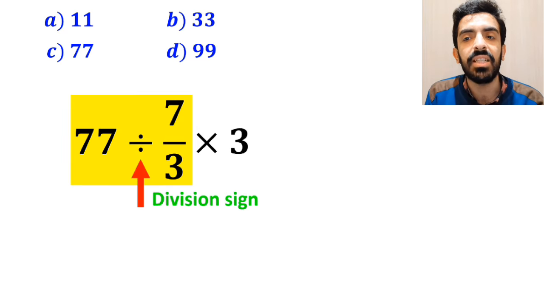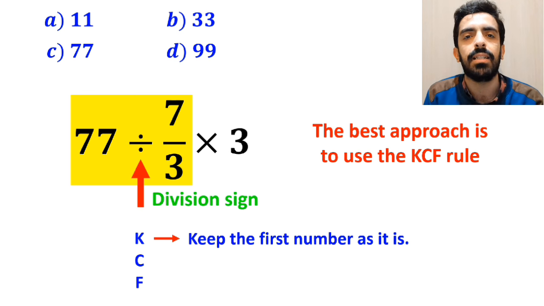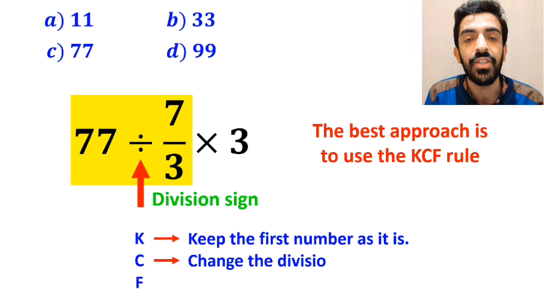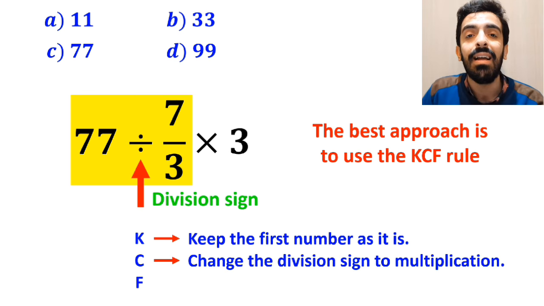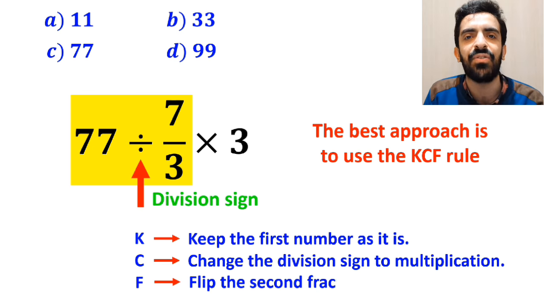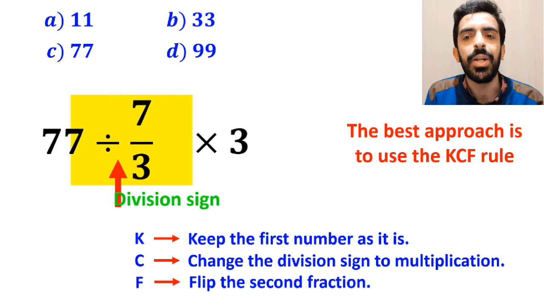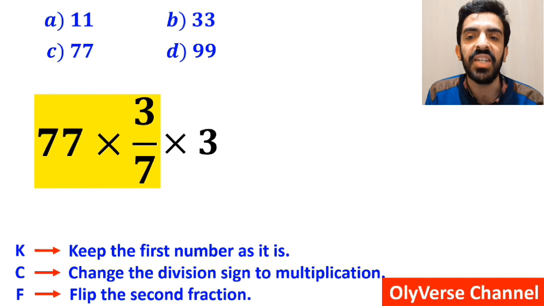Whenever we see a division sign between two terms, the best approach is to use the KCF rule. In this rule, K stands for keep the first number as it is, C stands for change the division sign to multiplication, and F stands for flip the second fraction. So, we remove the highlighted part and replace it with 77 multiplied by 3 over 7.